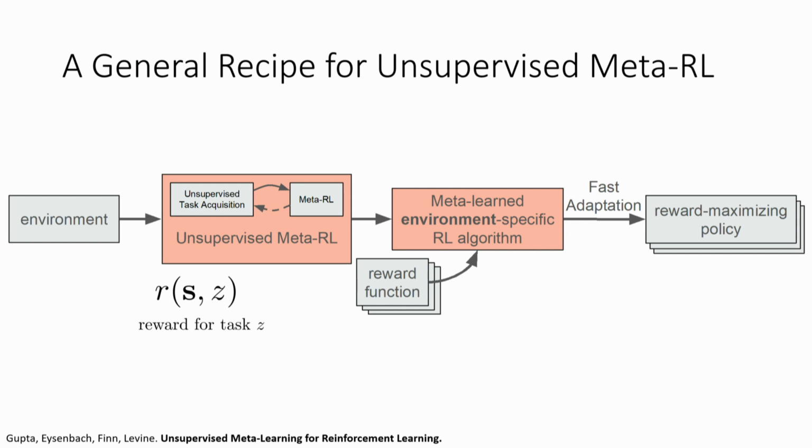Just like we had before, it's going to be an R of S, comma, Z, where Z is the index of the task. And we just need to produce very diverse R of S, comma, Zs. And then your meta-RL algorithm is basically doing the adaptation. So it's finding a model pi that, in expectation over all your tasks, gets the largest reward after adapting to that task. So that's kind of the standard meta-learning paradigm from before.